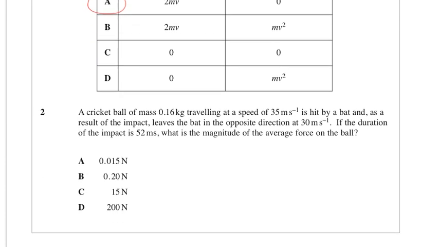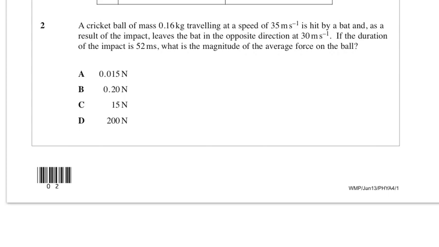Alright, so let's move down. So what have we got here? We've got a cricket ball of mass 0.16 kilograms travelling at a speed of 35 meters per second. It's hit by a bat and as a result of the impact leaves the bat in the opposite direction at 30 meters per second. The impact takes 52 milliseconds. What is the average force on the ball?